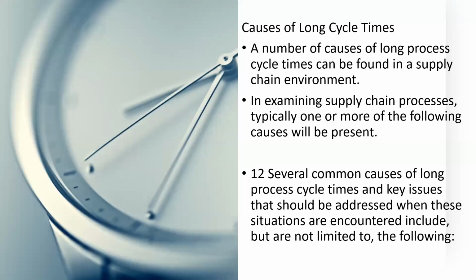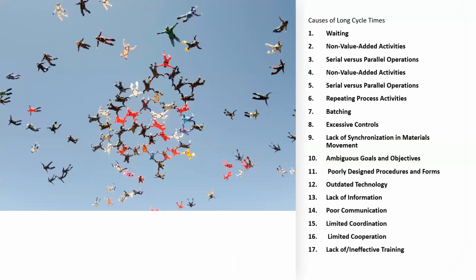So what causes long cycle time in your companies? You need to understand. Number one can be what? The waiting time, non-availability, non-value added activities, serial versus parallel operations, repeating processes, and then what? Batching.